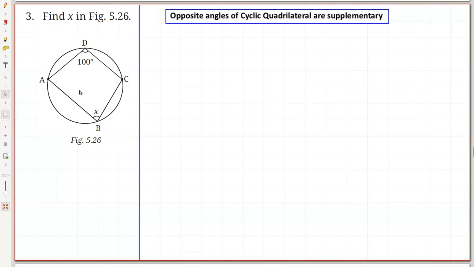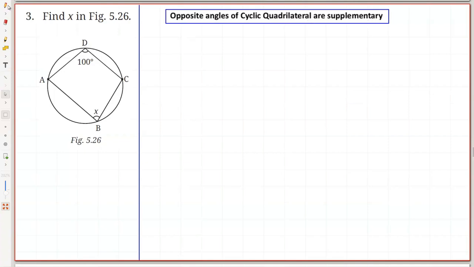So question number 3, find X. Actually, this is A, B, C, D lying on the circle. ABCD is a quadrilateral lying on the circle. This is called a cyclic quadrilateral. If this is a cyclic quadrilateral, we know that the sum of two opposite angles is equal to 180 degrees, or supplementary. Opposite angles of a cyclic quadrilateral are supplementary.